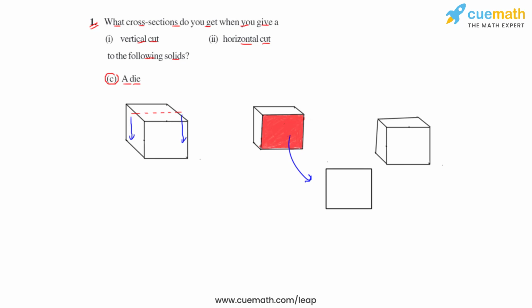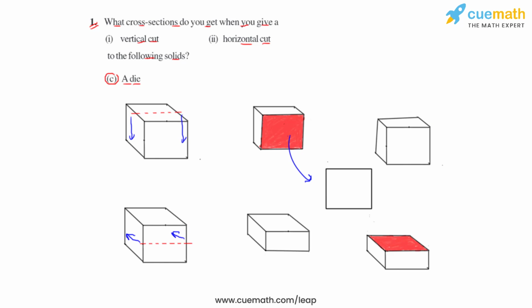Again, if we consider the same die and give a horizontal cut in this direction along this line, we'll see that the die would be divided into two parts, as we can see here, and this cross section, as we can see in this diagram, would again be a square. So basically, if we cut a die, which is always cube shaped, vertically or horizontally, we'll get the same cross section, which is a square. Let us now move on to the next solid of the question.